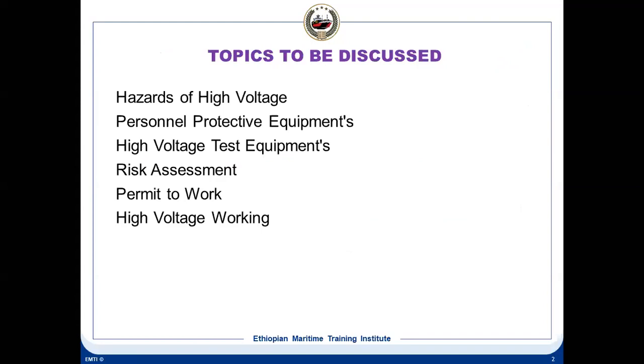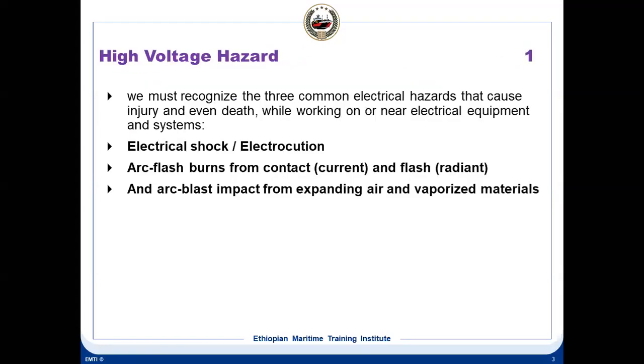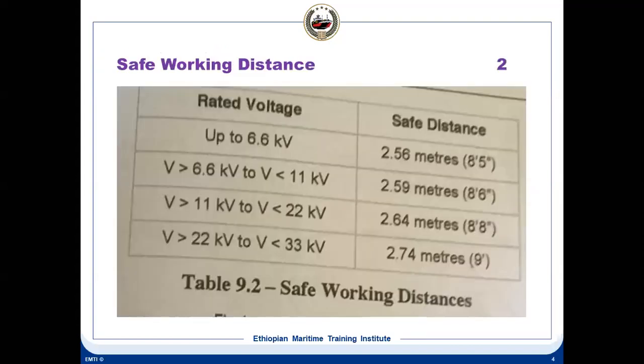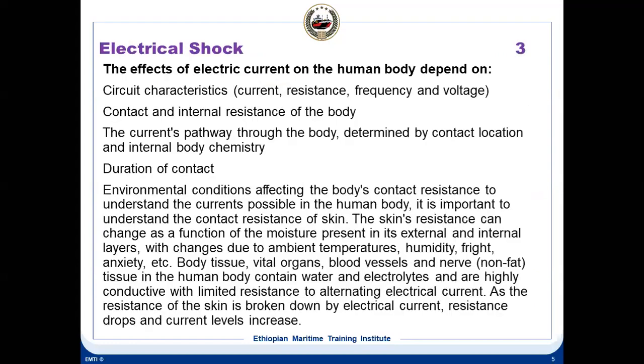We have discussed the hazards of high voltage. As hazards of high voltage we have seen electrical shock, electrocution, arc flash burns and arc blast. Hazard means any accident which can take place because of the high voltage; electrical hazards can take place. Then safe distance: how much distance should be kept from high voltage equipment.